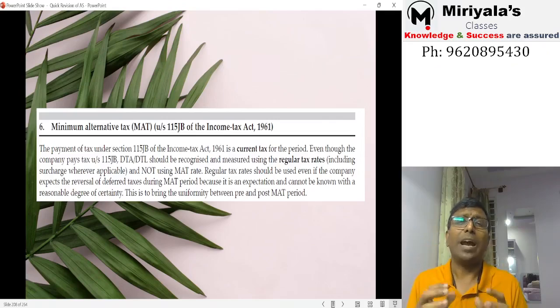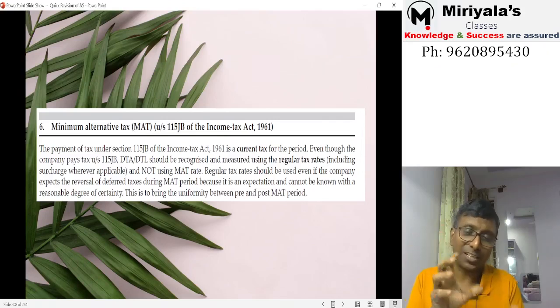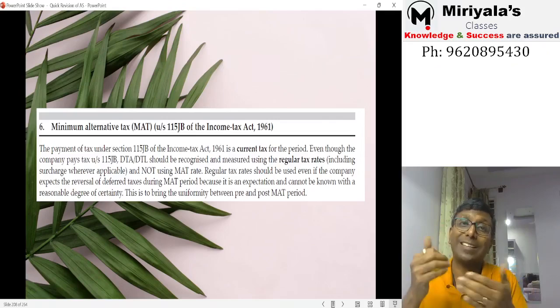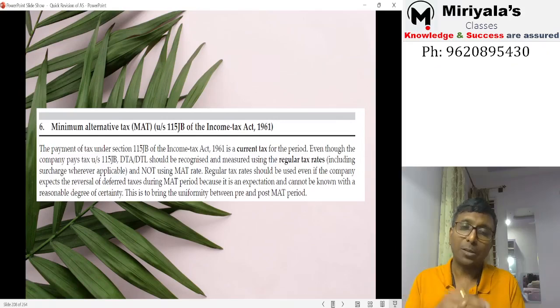And for this, sir, how do you create it? Simple. First, you should calculate the current tax applying the normal rate, just for understanding purposes. At the end of the day, the current tax will come back to the MAT rate. Nothing to worry. It is just to calculate the exact deferred tax. First apply the normal rate of current tax. Then what would have been the deferred tax in that circumstance? Calculate and keep it aside.